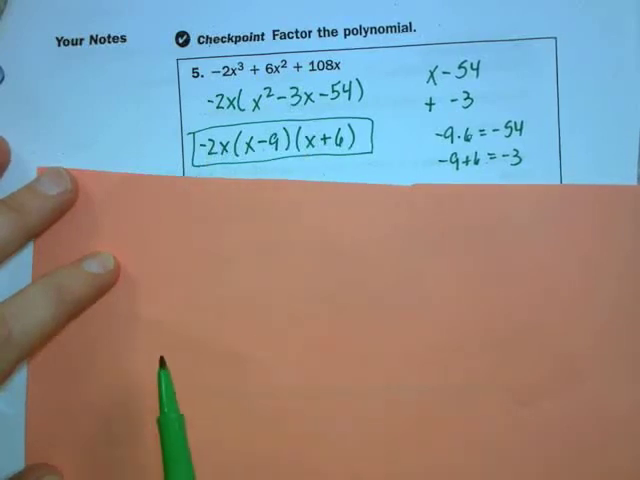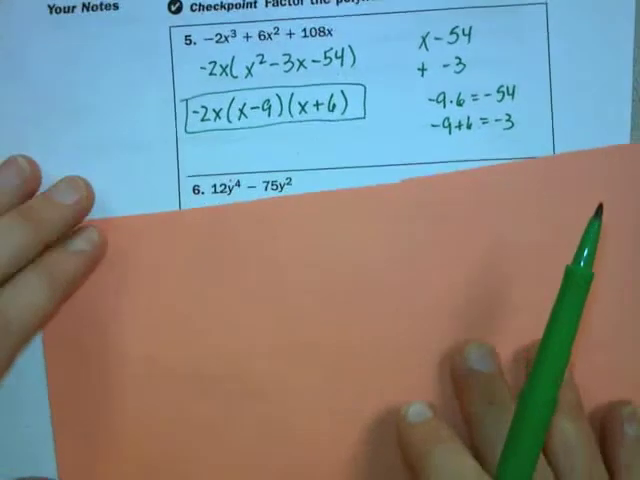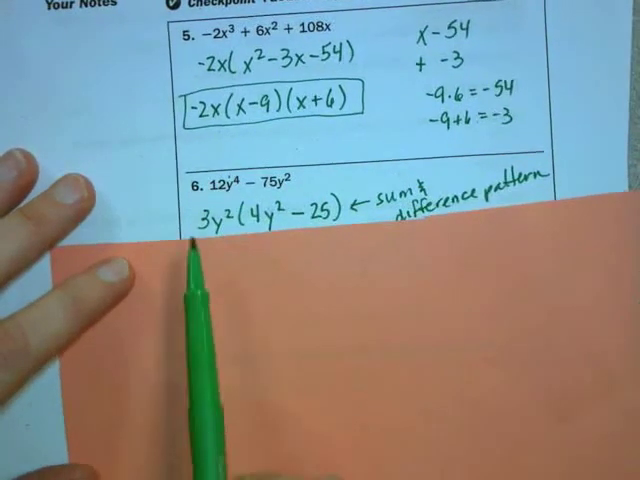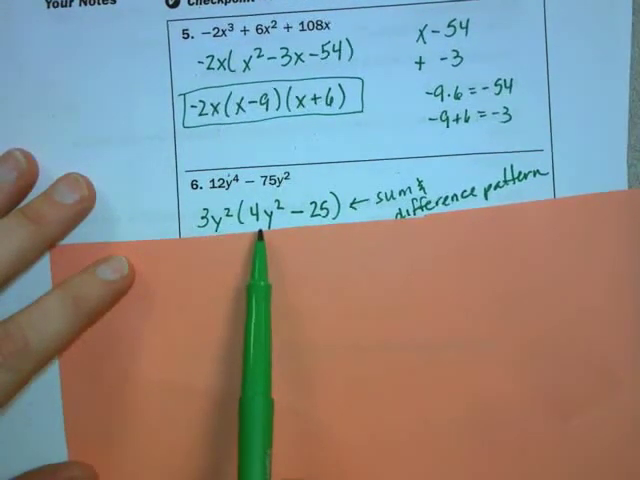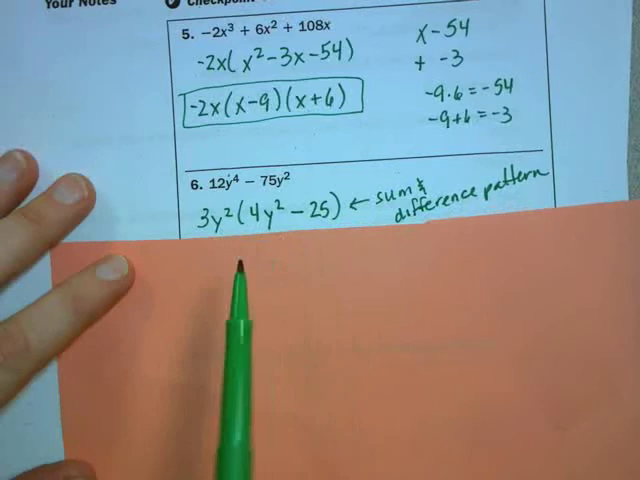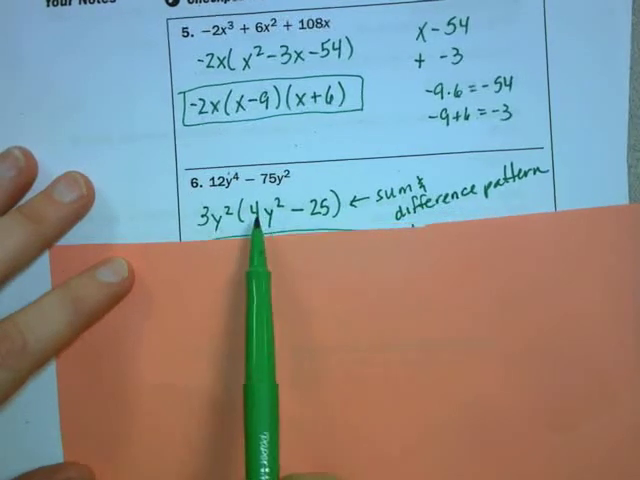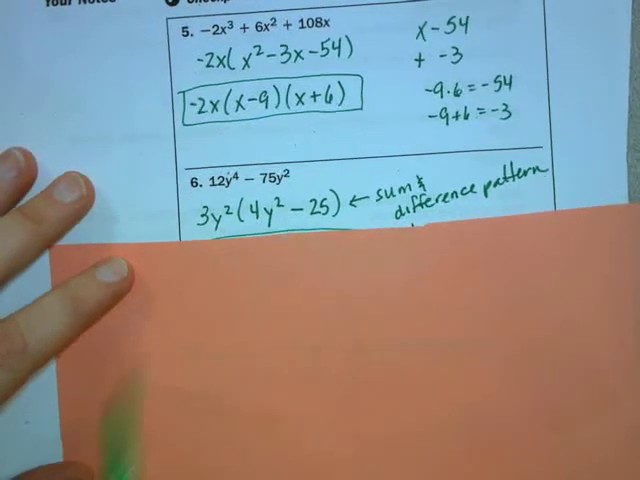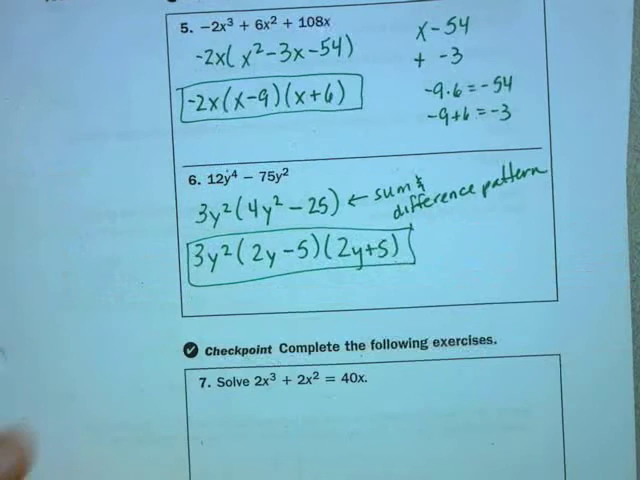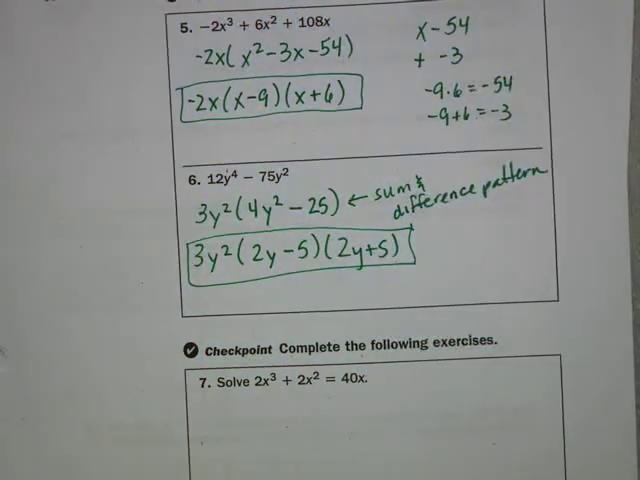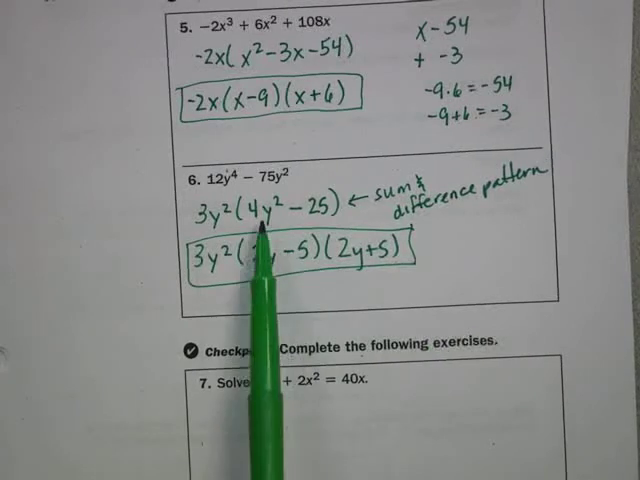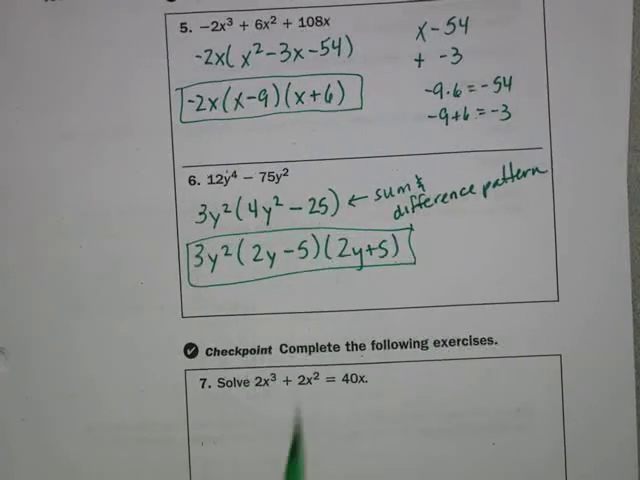The next one, what's the common factor? It's 3y squared, and when you take it out, you're left with the sum and difference pattern. Perfect square, minus sign. So that ends up being 3y squared times the quantity of 2y minus 5 times the quantity of 2y plus 5. Now we haven't done one yet, but you could be left with a perfect square trinomial in there as well, and then you would have to use your shortcut pattern.